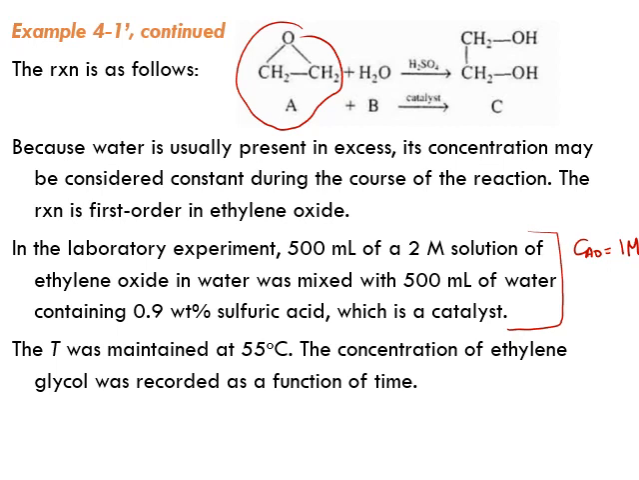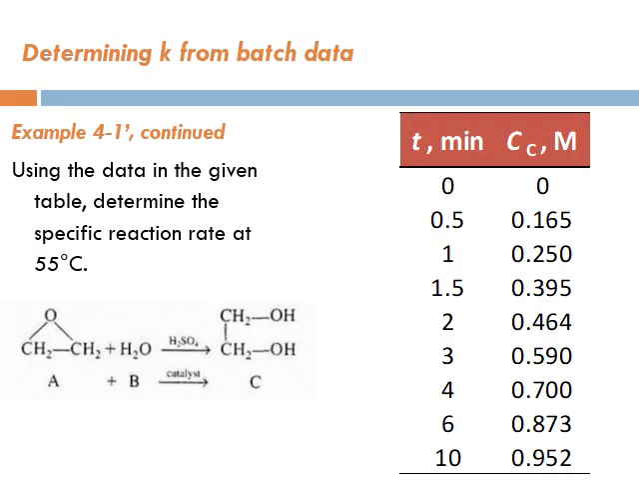As I said, CA0 can be calculated from NA0 divided by V0. The temperature was maintained at 55 degrees C. The concentration of ethylene glycol was recorded as a function of time. So here we go. This is the data.